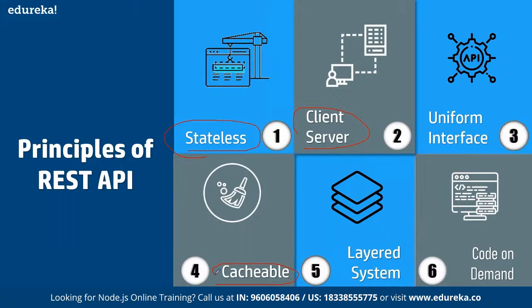And then we have layered systems. The layered system architecture allows an application to be more stable by limiting the component behavior. This architecture enables load balancing and provides shared caches for promoting scalability. The layered architecture also helps in enhancing application security, as components in each layer cannot interact beyond the next immediate layer they are in. At the end, we have code on demand. Code on demand is an optional constraint, and it is used the least.